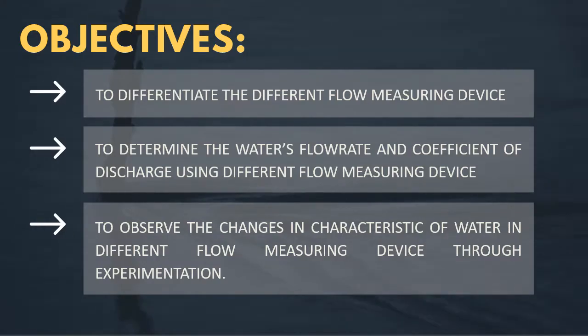The objectives for this report are, first, to differentiate the different flow measuring devices. Second, to determine the water's flow rate and coefficient of discharge using different flow measuring devices. Third, to observe the changes in the characteristics of water in different flow measuring devices through experimentation.